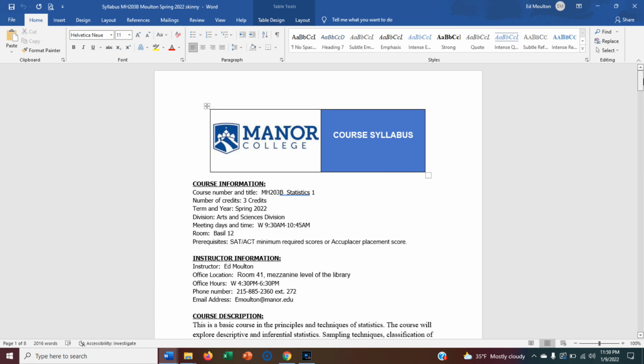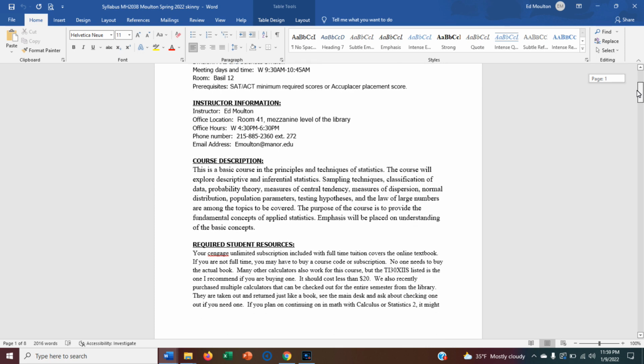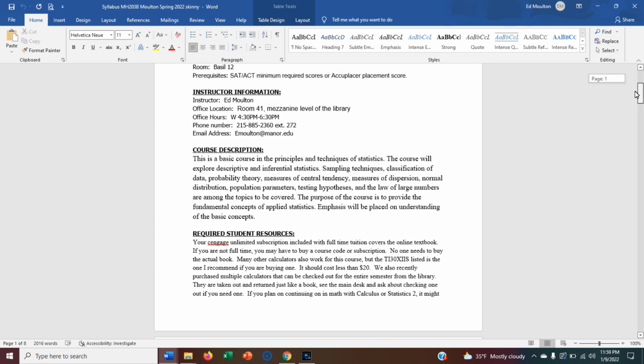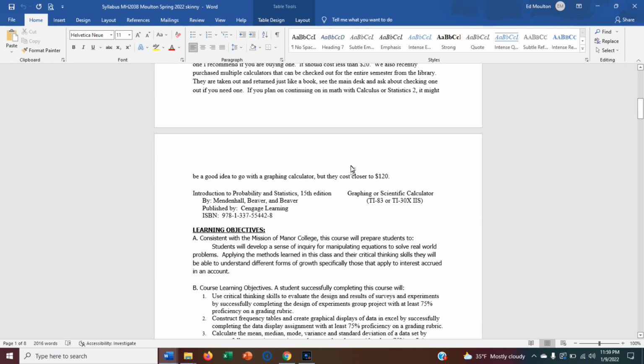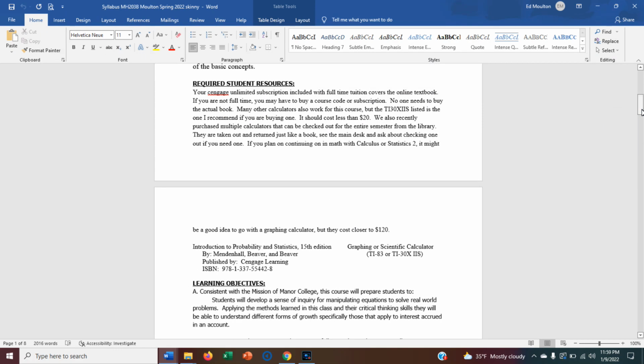With required student materials, you don't need to buy anything. You have a subscription to Cengage Unlimited based on being a Matters student. It's included with tuition. It gives you access to all the online materials in the class, as well as all the online homeworks. You also have access to an ebook. You do not need to buy the book. You do not need to pay any more money for any of this, as long as you've paid your Matters tuition.